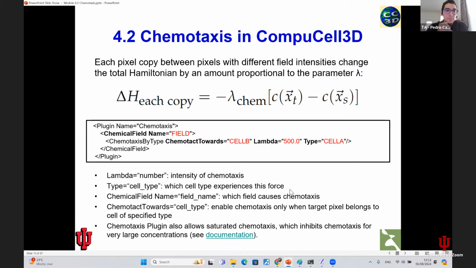In CompuCell, this very simple chemotaxis plugin has different settings that you can specify. For example, what is the chemical field responsible for generating the chemotaxis? In your chemotaxis plugin, you will put the name of the field. Let's say you have the oxygen and the waste field. You can type oxygen and you can type waste. And if you want both to do something, you should duplicate this block and say one is for oxygen, the other is for waste.